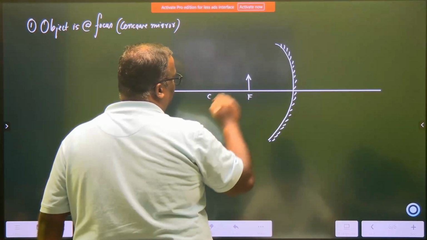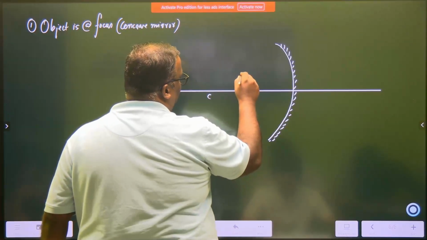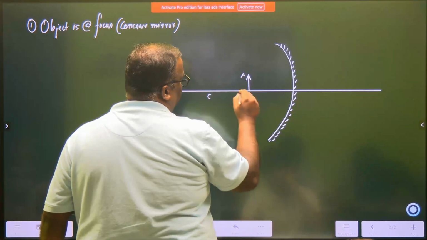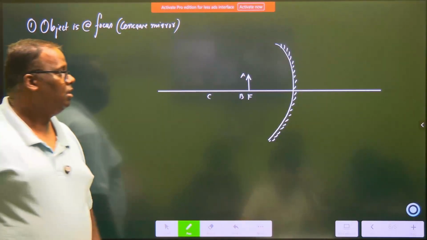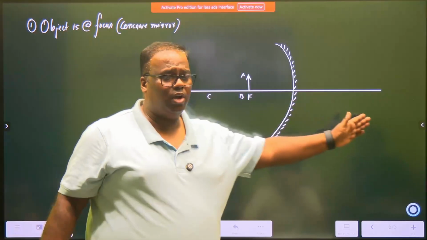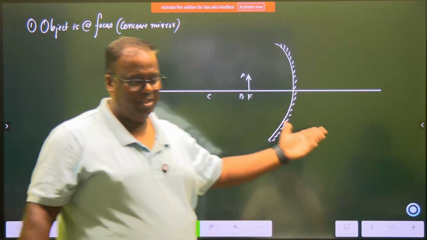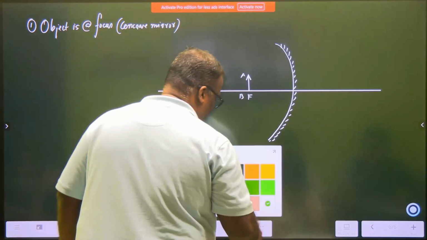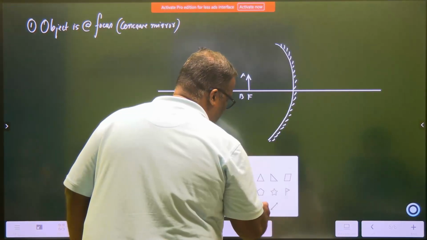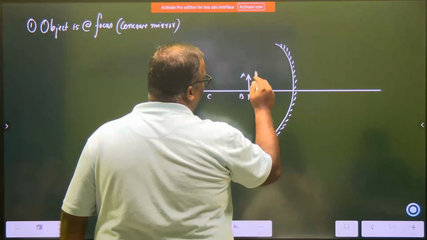So this is my focus. I have a center of curvature and I have named my object as AB. AB is my object which is placed at focus. Right? It's a mirror, not a lens, okay? Now look, you will see the beauty of it. Just allow me to give you some time.